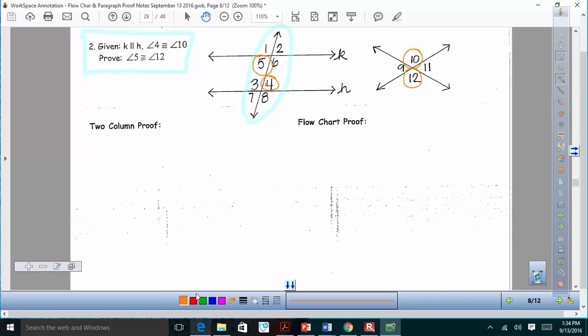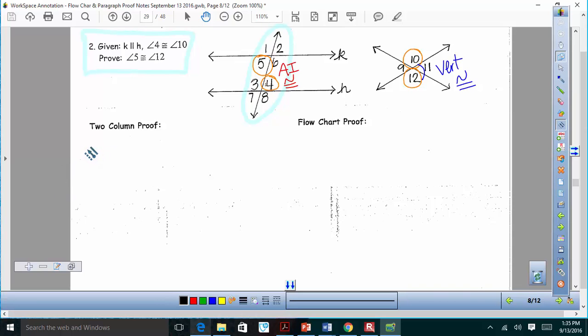Okay, so Trent, what is the relationship between 4 and 5? Alternate interior, and what does that mean about those angles? They're congruent. Very good. Okay, and then what about 10 and 12, Ryan? They're vertical, and what do we know about vertical angles? They're congruent as well. Okay, so that means we're ready to write our proof.